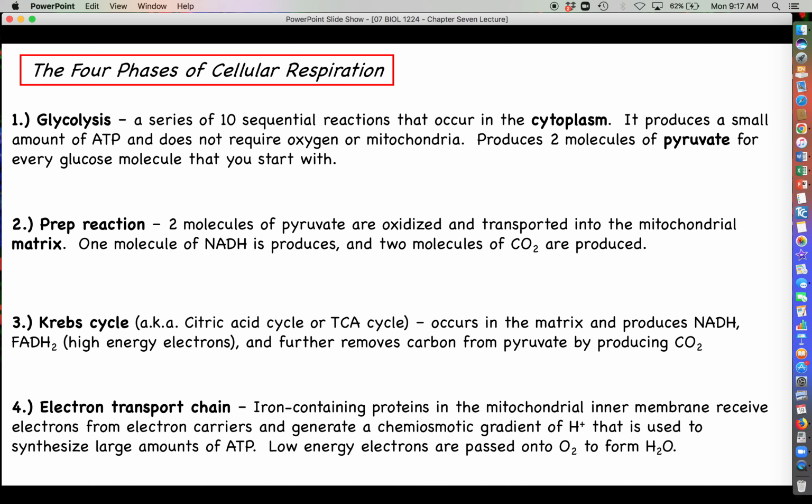We are going to take those high-energy electrons from NADH and FADH2 and start moving them onto the proteins that we find in this transport chain. These iron and sulfur-containing proteins make them able to accept those electrons. And as we said before, we're going to generate a big gradient of hydrogen ions that we use to synthesize a large amount of ATP. So once we have our low energy electrons, after we've successfully leached all the energy out of them, we are going to pass those electrons on to oxygen to form a water molecule.